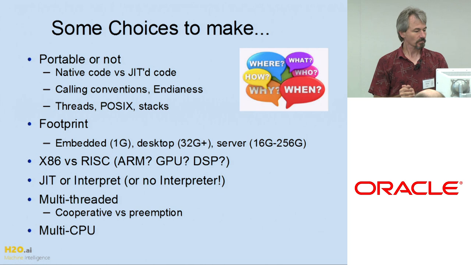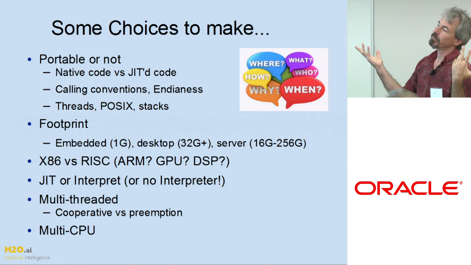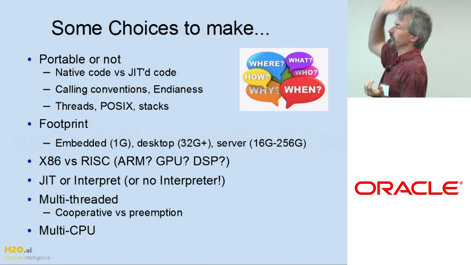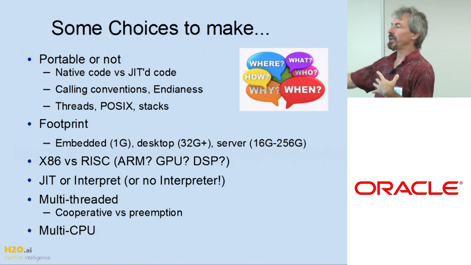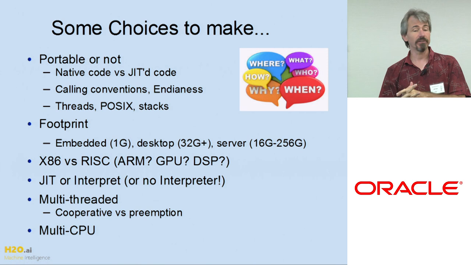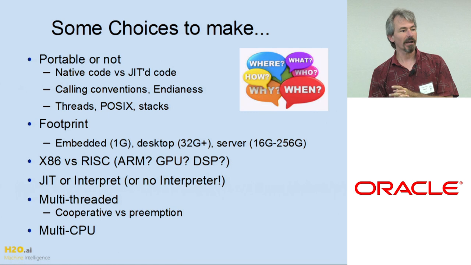So some obvious choices: portable or not? Does that mean you're generating machine code or you're not? Are you building with C, C++? Hotspot's all C++. What are your calling conventions? On x86, there's a dozen. You have to pick one if you're going to interop with native code. Many of the calling conventions date from the early C years, and they are not necessarily the most optimal versions, especially for a strongly typed language like Java. And so maybe you don't want to use any of the native calling conventions.